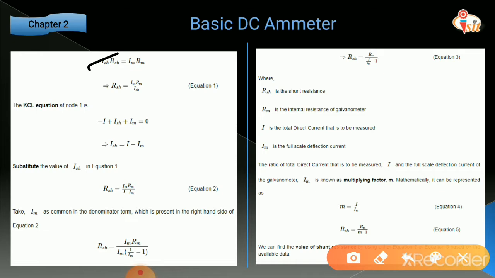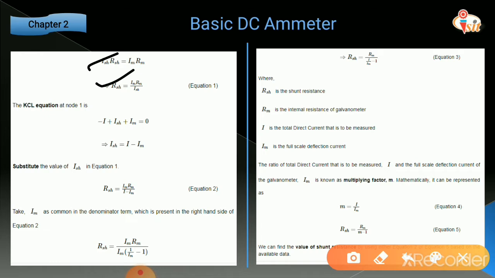Next step: this ISH is multiplied with RSH, take it to the opposite side. Once it is taken to the opposite side, the multiplication becomes a division. Therefore RSH is equal to Im Rm upon ISH. Now apply the KCL equation at node 1.